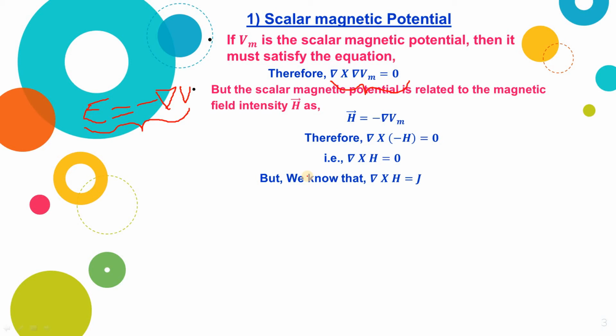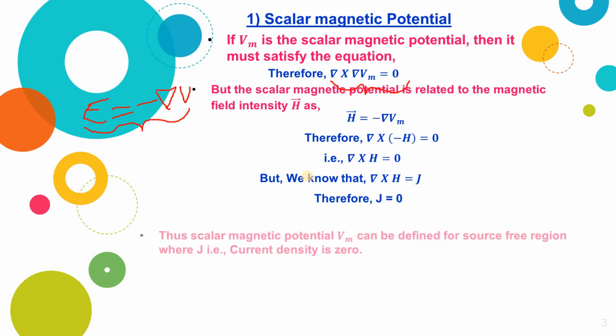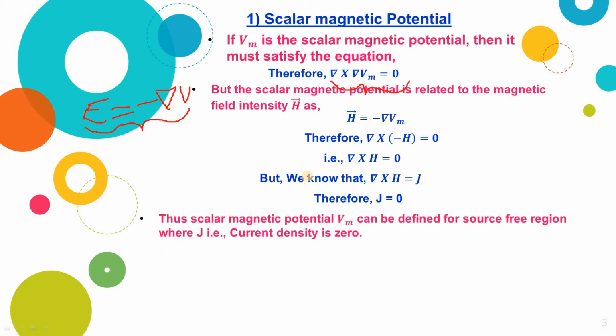If you compare these two equations, del cross H is equal to 0 and the basic curl equation del cross H is equal to the current density, we can conclude one important point: J is equal to 0, that is, the current density is 0. So the scalar magnetic potential Vm can be defined for a source-free region where the current density J is 0.